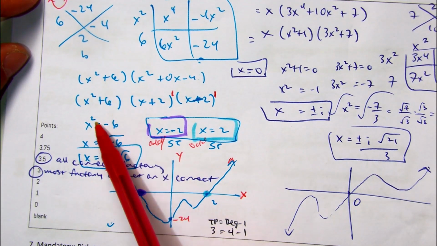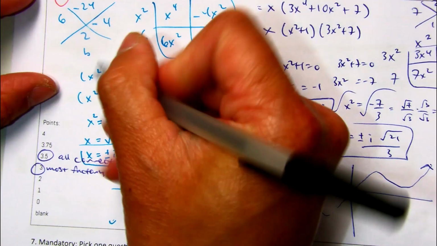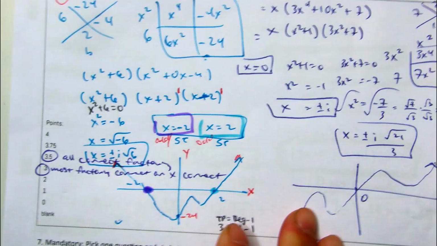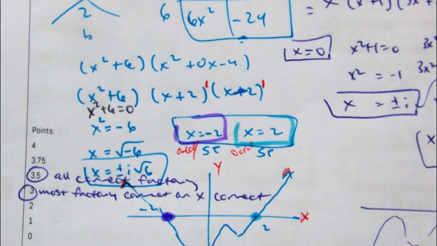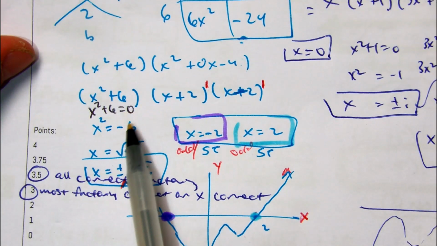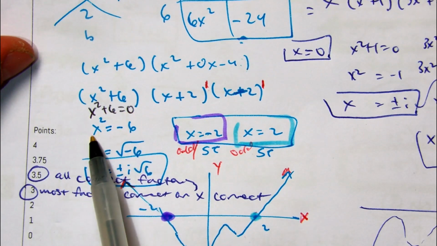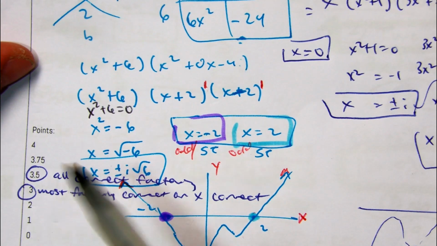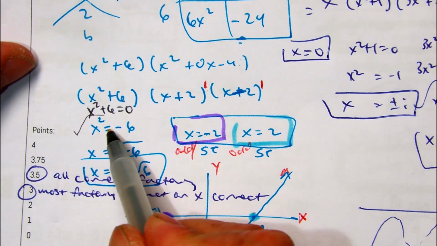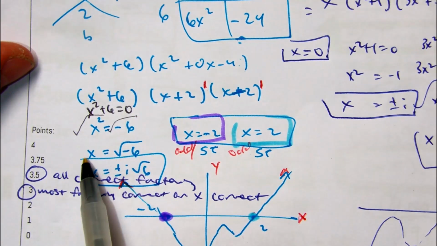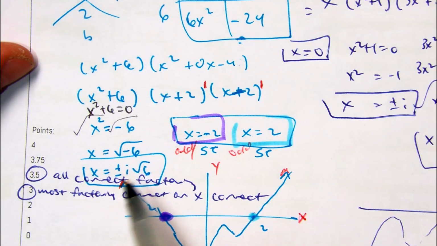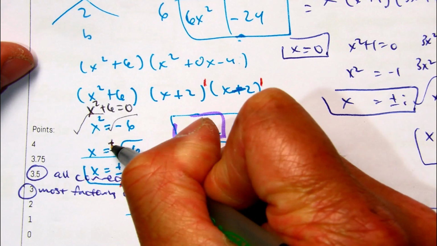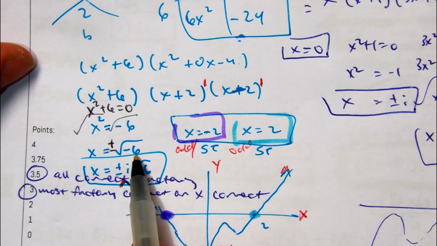You're going to set it equal to 0. And then I'm going to subtract 6 from both sides. Remember, there's two x's here, x, x. So if I take the square root, then I have x equals the plus or minus the square root of negative 6.